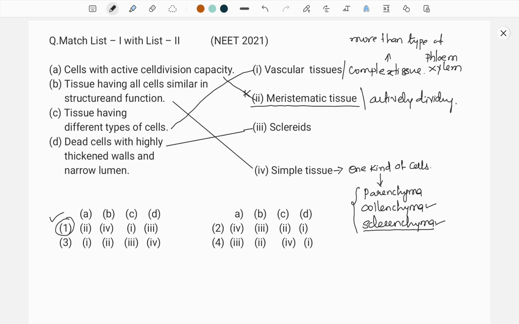Here the question is based on only the tissues. So different kinds of tissues he covered here: the vascular tissue, meristematic tissue, sclerenchyma, and simple tissue. Just with definitions, with the first lines of NCERT, he framed the question. So you should be very keen.